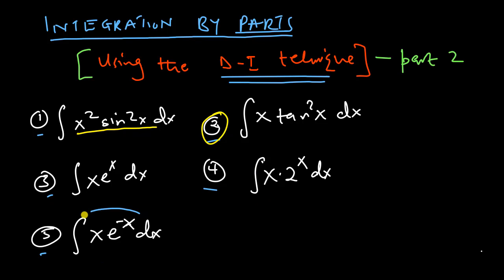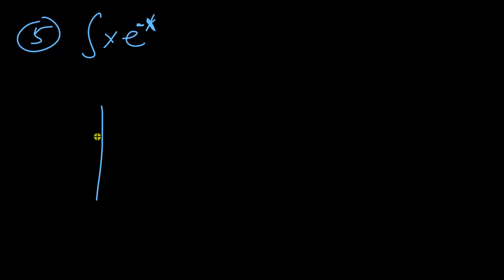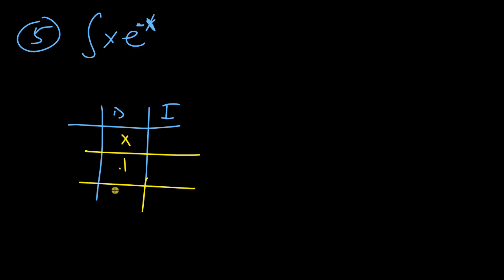That's the integral of x e to the negative x. Let's try to do that first. I'll clear up this page. Problem number 5, the integral of x e to the negative x. This is similar to problem number 3 that we've just attempted. We have D and I. x is easier to differentiate. In fact, if we differentiate x, we get 1. If we differentiate 1, we get 0. Then we have e to the negative x. If we integrate this, we get negative e to the negative x.